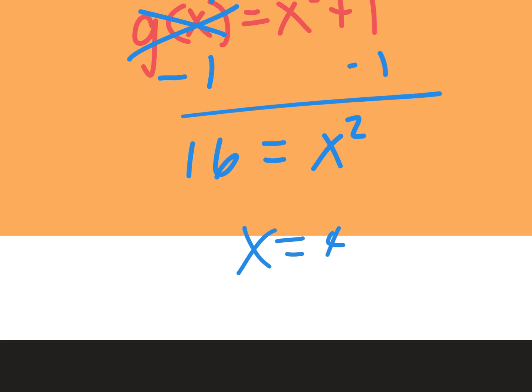It's not 4. It's 4 and negative 4. Isn't that easy to miss? Wouldn't negative 4 also work? Negative 4 squared is also 16. It's easy to forget, and it feels like a cheap sucker punch. Yeah, it's going to happen all the time.